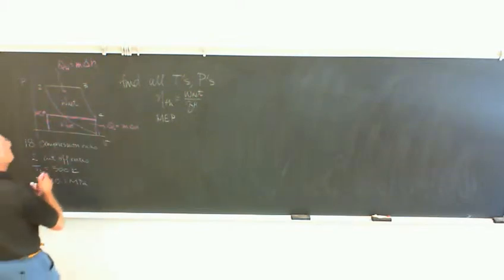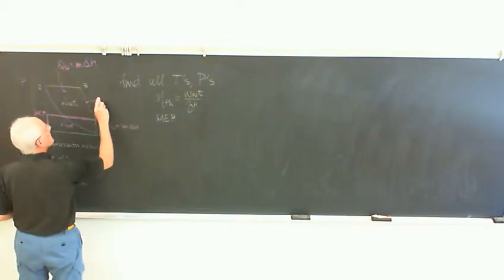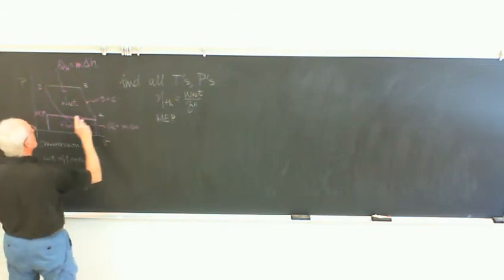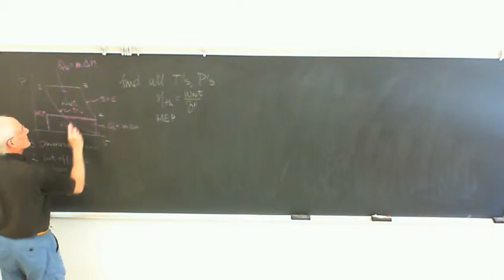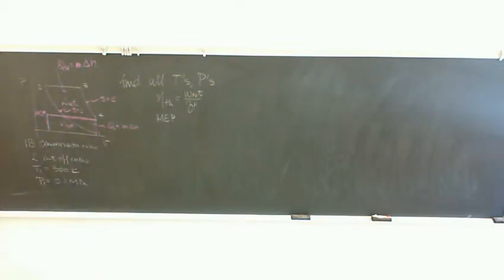And remember that 3 to 4 and 1 to 2 are both isentropic processes, which brings into play certain relationships between P and V and T that aren't true during other processes.